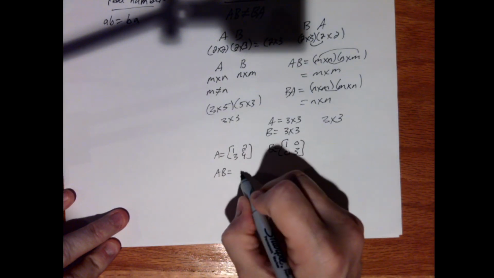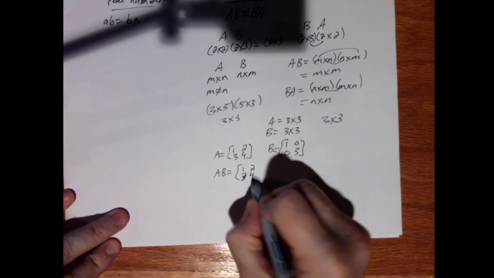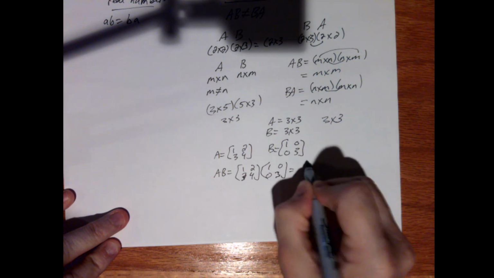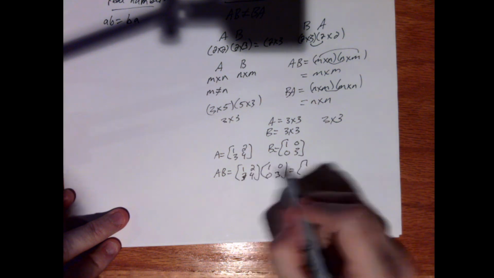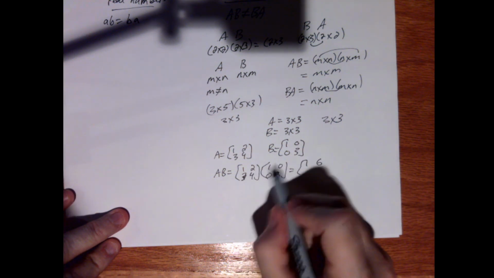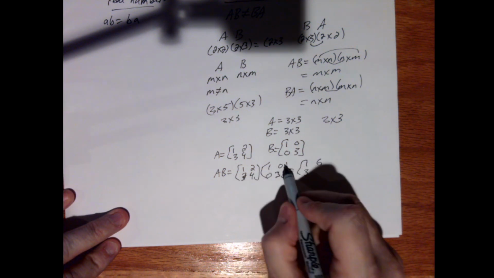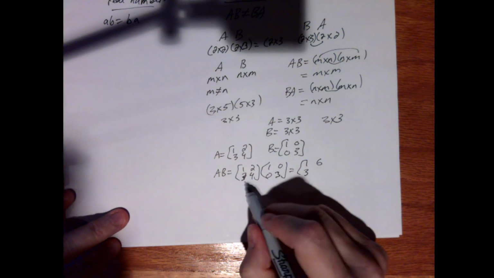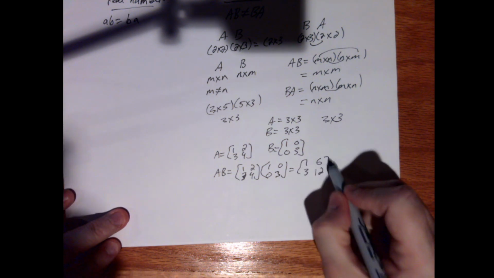So AB is 1, 2, 3, 4 times 1, 0, 0, 3. So 1 times 1 is 1, plus 0 is still 1. 1 times 0 is 0, plus 2 times 3 is 6. 3 times 1 is 3, plus 0 is 3. And 3 times 0 is 0, plus 4 times 3 is 12. So I get 1, 6, 3, 12 this way.